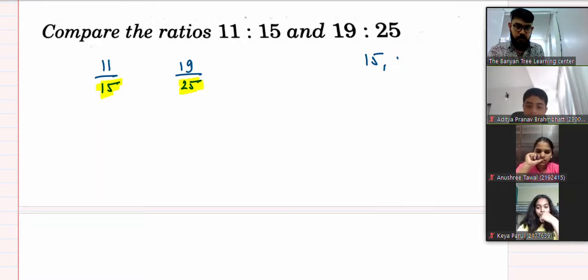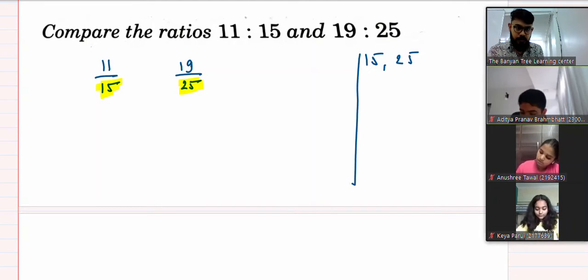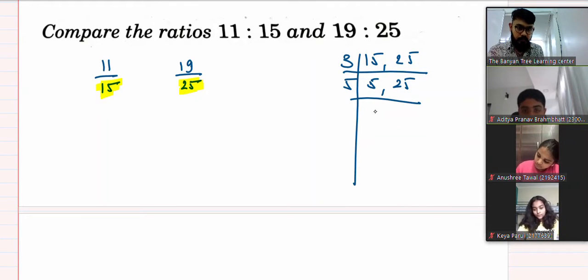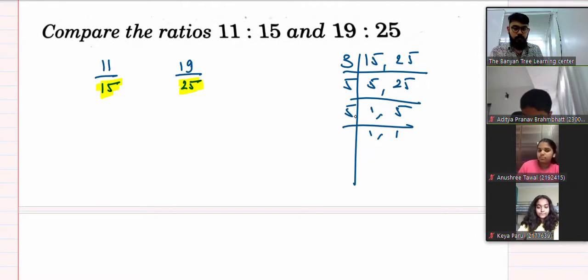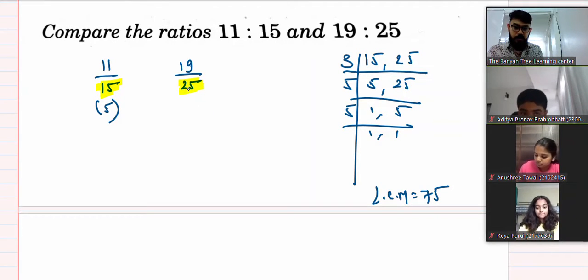So 15 and 25. सबसे पहले हम 2 से तो नहीं डिवाइड कर सकते, तो 3 से करेंगे. 3 5s are 15, 25 as it is. अब 5 से करेंगे, 5 1s are 5, 5 5s are 25, 5 1s are 5, 1. So 3 into 5, 15 into 5, 75. LCM is 75, right. 15 से क्या मल्टीप्लाई करेंगे तो 75 बनेगा? 5 1s are 5, 5 5s are 75. 25 से क्या मल्टीप्लाई करेंगे तो 75 बनेगा?